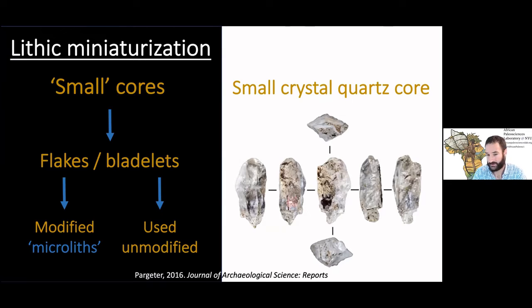When these tiny tools become retouched or modified by humans, archaeologists have typically called them microliths, and I think that's a good place for them. However, we can also imagine that they were used without being modified. Just like a paperclip at your desk, you might take something without modifying it very much and just use it. That can be the case for these tiny tools too.